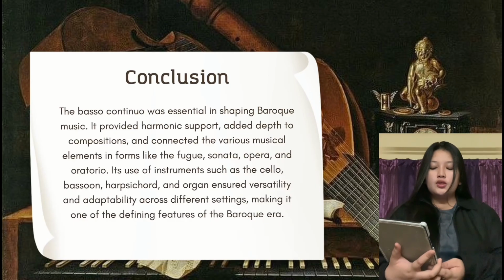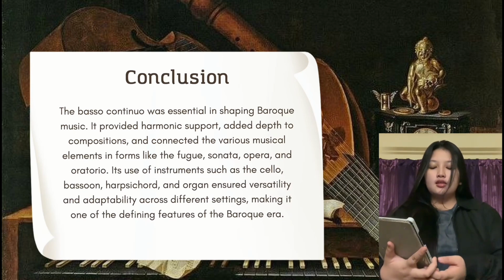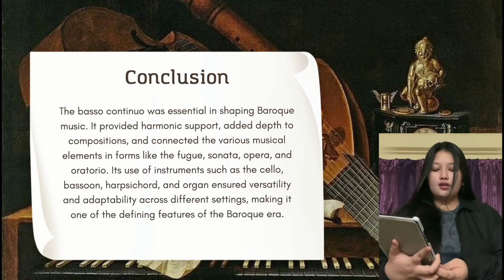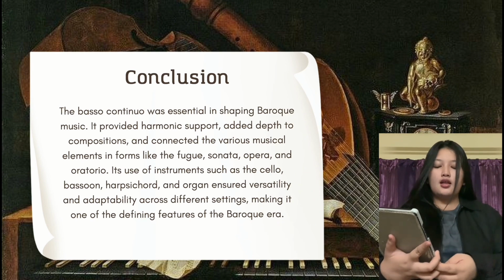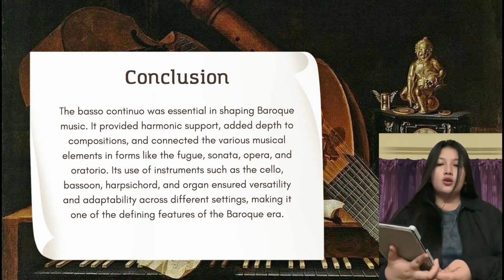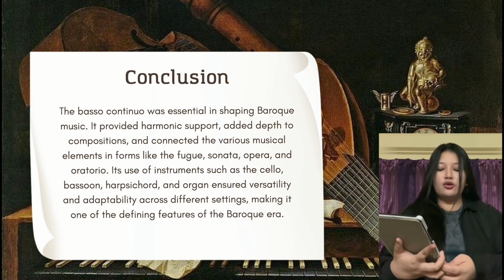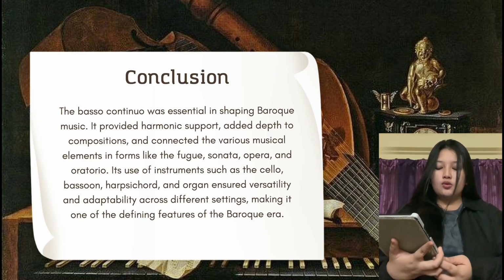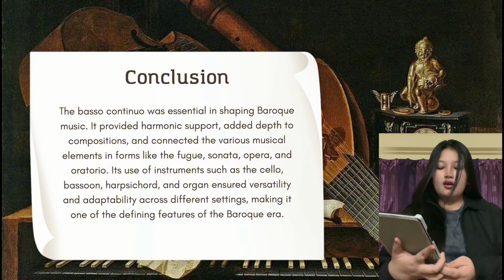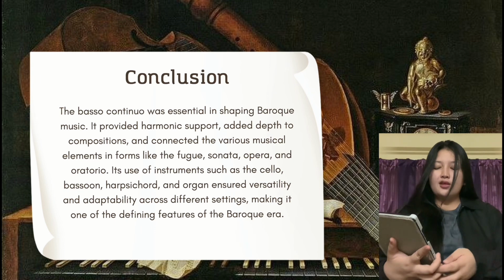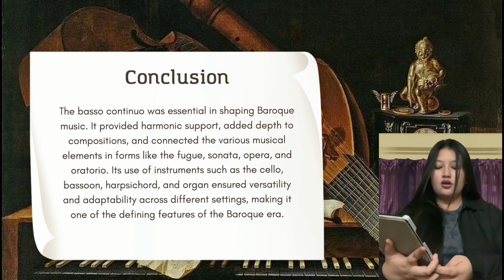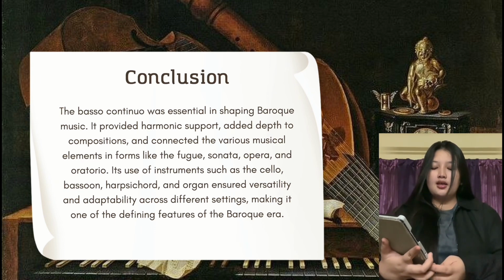So in conclusion, the basso continuo was essential in shaping Baroque music. It provided harmonic support, added depth to the compositions, and connected the various musical elements in forms like fugue, sonata, opera, and oratorio. It used instruments such as the cello, bassoon, harpsichord, organ, and more, ensuring versatility and adaptability across different settings, making it one of the defining features of the Baroque era.